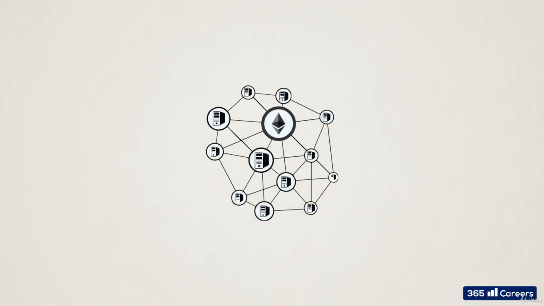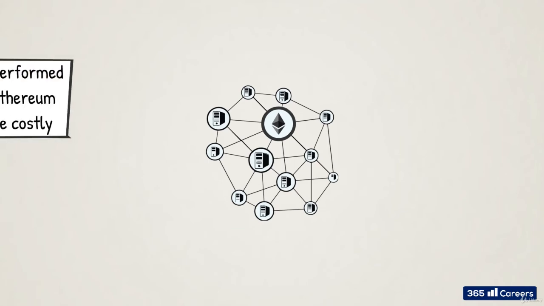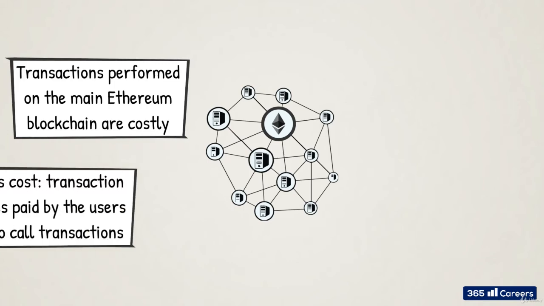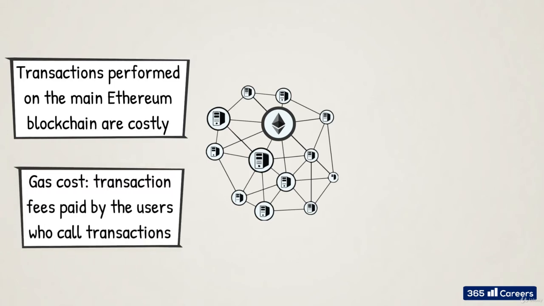To understand the use case of Truebit, we need to keep in mind that computations performed on the main Ethereum blockchain are costly. Again, this is because they are processed by all full nodes on the network at the same time. To compensate miners for their computational work, Ethereum has a reward mechanism called gas cost, which is essentially transaction fees paid by the users who call transactions.